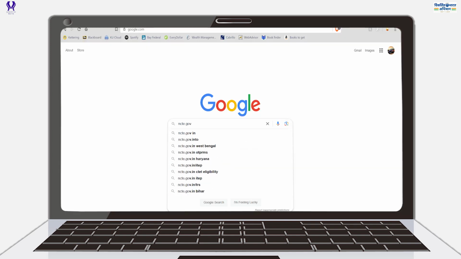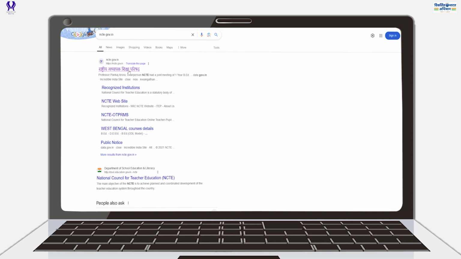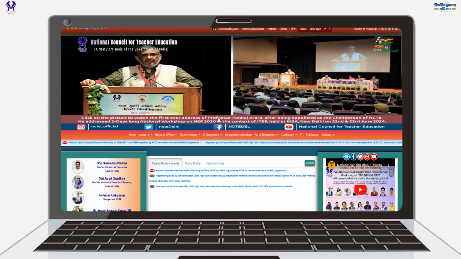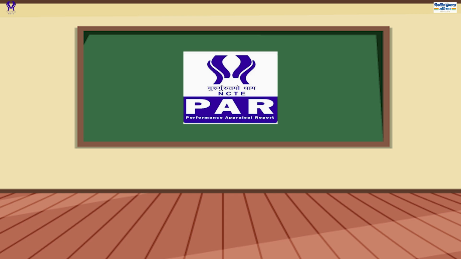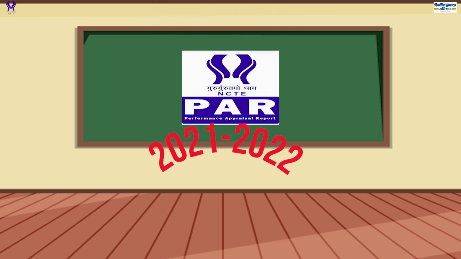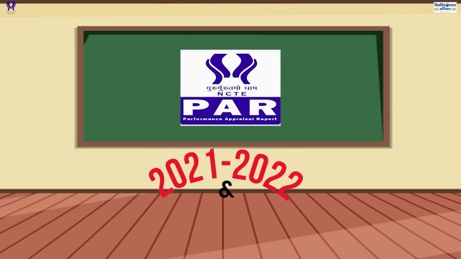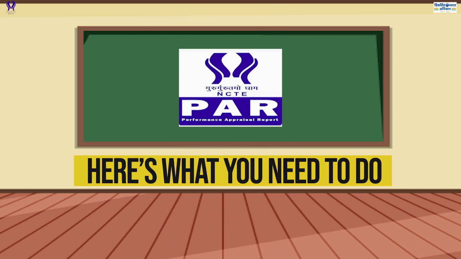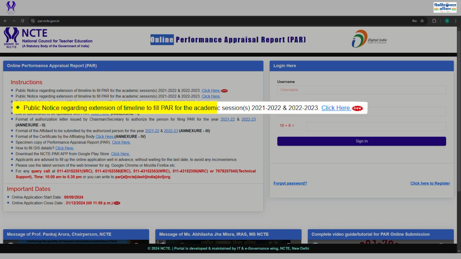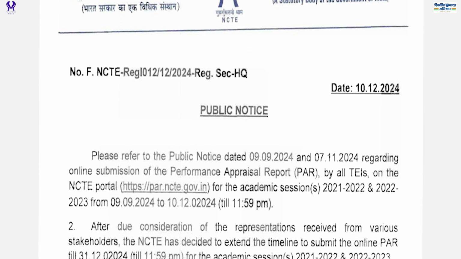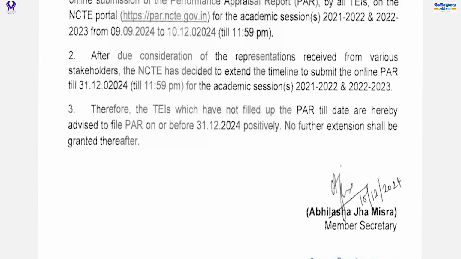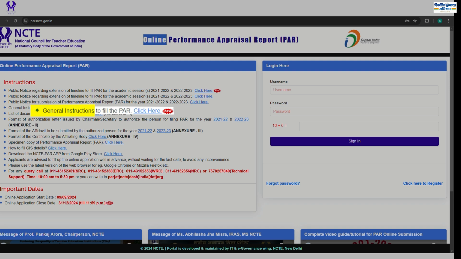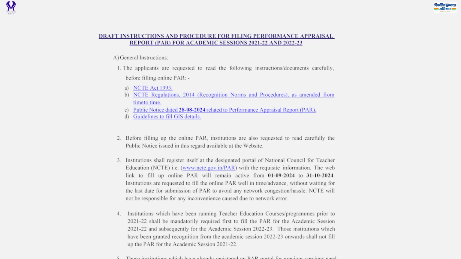To begin, access the PAR portal through the NCT website under the e-Governance or e-Service sections. To get started with your PAR for the years 2021-22 and 2022-23, here's what you will need to do. First, read the public notice regarding your PAR for these years. Next, go through the general instructions to guide you through filling out the PAR form.